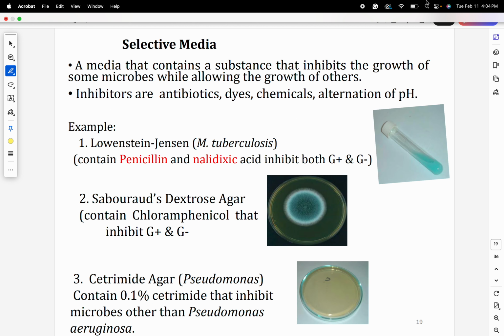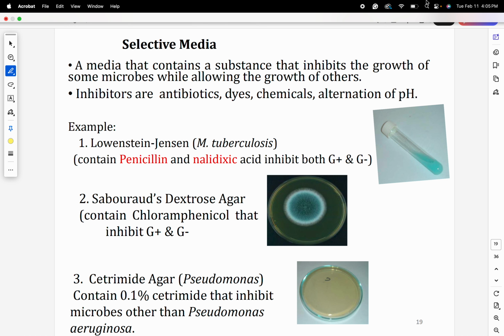cells. Then we have selective media that contain substances that inhibit the growth of some microbes while allowing the growth of the targeted ones. Some examples of inhibitors include antibiotics, dyes, chemicals, and in some cases, we alter the overall pH of the culture medium. So, for example, we have Lowenstein Jensen for the growth of M. tuberculosis, which contains penicillin and nalidixic acid, inhibiting gram positives and gram negatives. Since you know that Mycobacterium as a genus has a unique characteristic in terms of its cell wall, this special selective medium can be used to grow it.